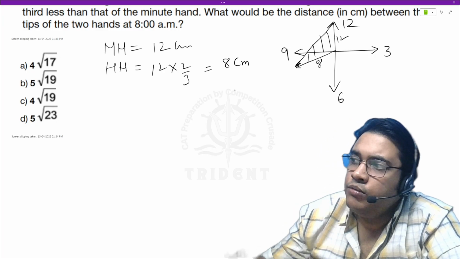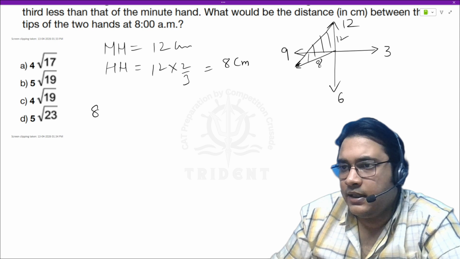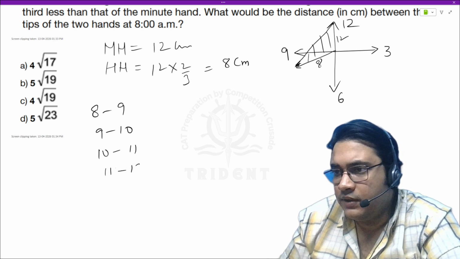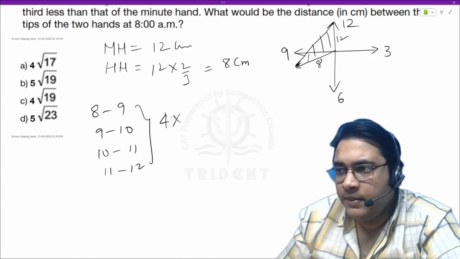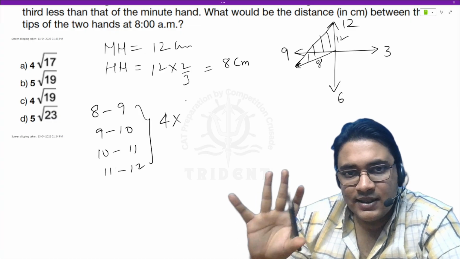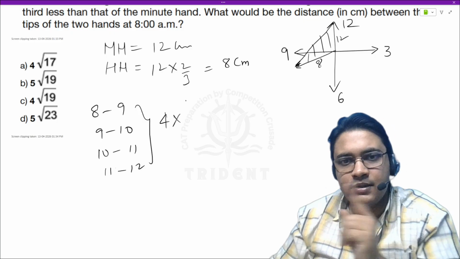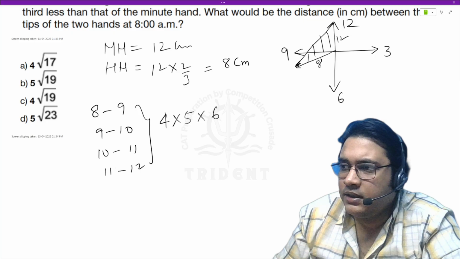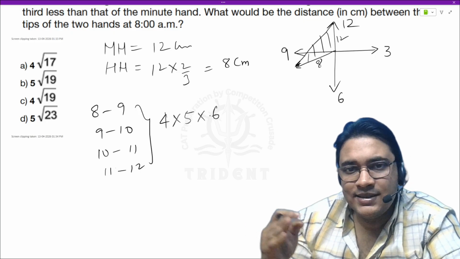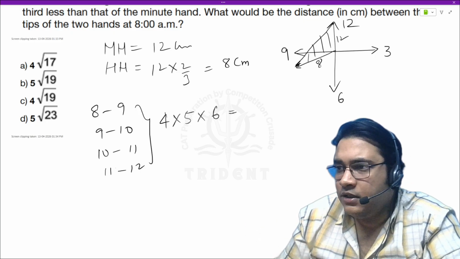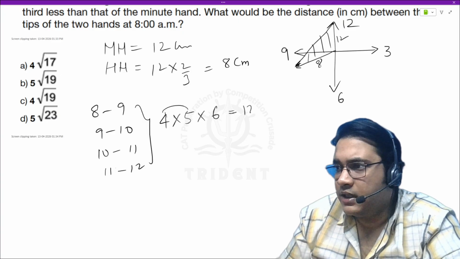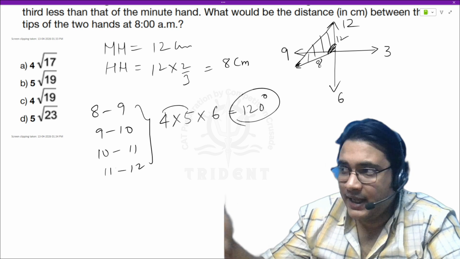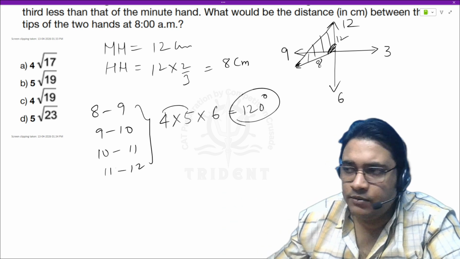So what is the length? From 8 to 9, 9 to 10, 10 to 11 and 11 to 12, there are 4 instances. In all 4 instances, there are exactly 5 pointers over which the second hand is going to move. I hope you have seen a clock. And every pointer, the hand is covering 6 degrees, right? So effectively, total is how much? This is 20 into 6, 120 degrees. So we have it. This angle between the two is 120 degrees.